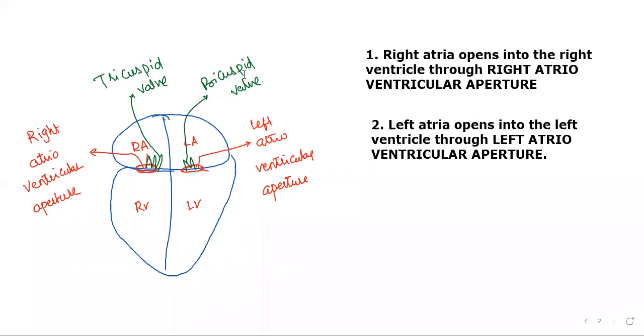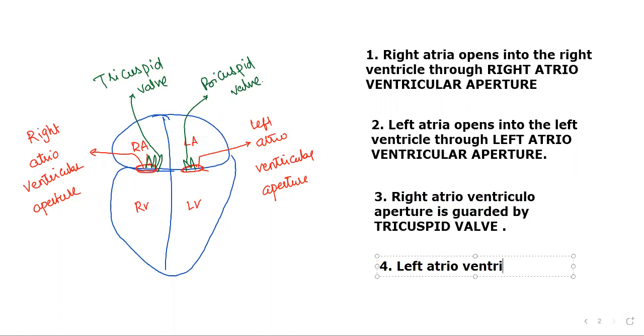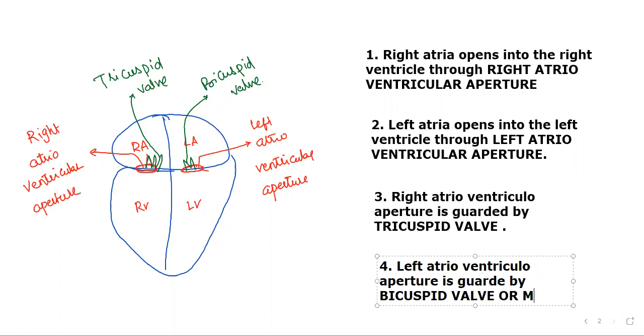Next, let's write the same here. This diagram is meant only to know the apertures and the valves which guard them. The right atrioventricular aperture is guarded by the tricuspid valve. The left atrioventricular aperture is guarded by the bicuspid valve, which is also called the mitral valve.